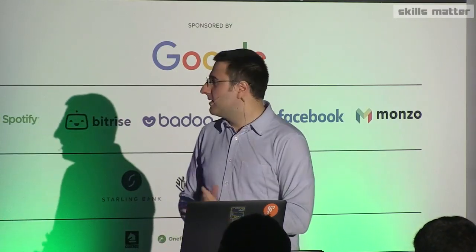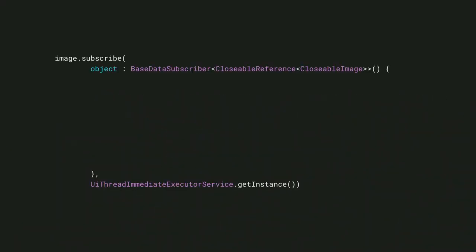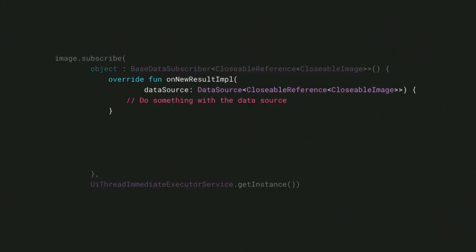All right, so now that we know the return type of this, what we can do is we just get the data source, and we can just subscribe to the data source to get notified when we actually get an image. We have some convenience classes here that make this a bit easier for you. So in this case, you would just implement onNewResult, you get the data source, and then you can do whatever you want with the image. So for example, if you would like to write your custom UI components, you can manually use the image pipeline here to get a closable reference to the closable image, and then you can display this within your custom view or your custom component. And once you no longer need this, you just close the result, and everything should work.